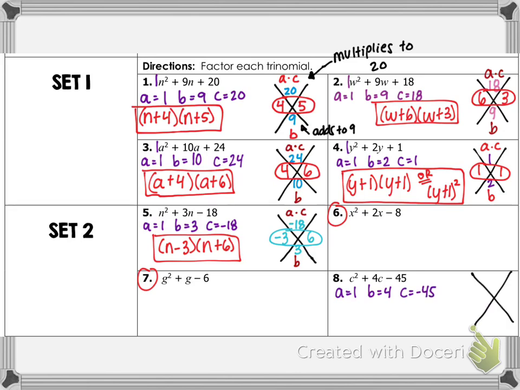Draw the x. A times c goes on the top, b goes on the bottom. So a times c is 1 times negative 45, which is negative 45, and b is 4. So now think of all the factors of negative 45, and we know 9 times 5 is 45, right? But we need a negative. Which one are we going to make negative to make a positive 4? Well, 9 minus 5 is positive 4, and 9 times negative 5 is negative 45, so that's your answer.